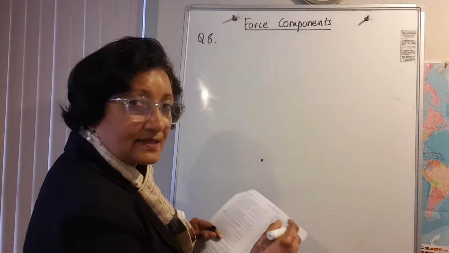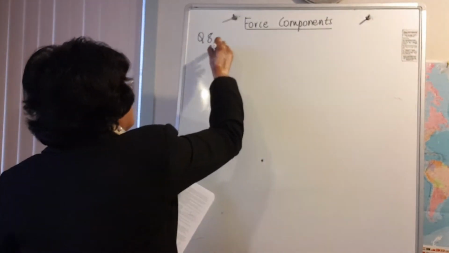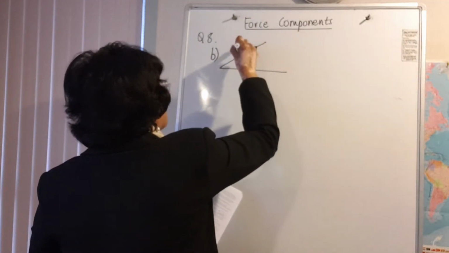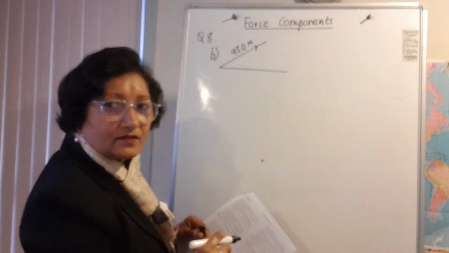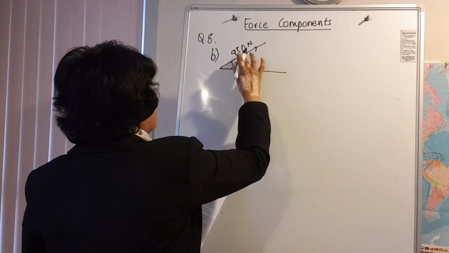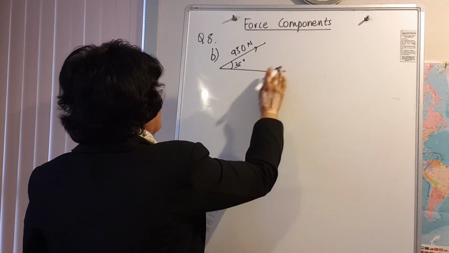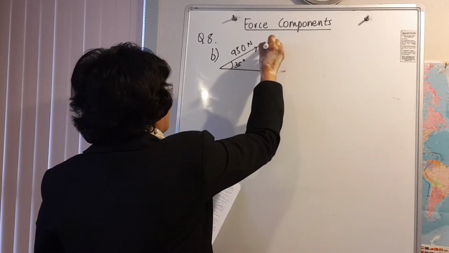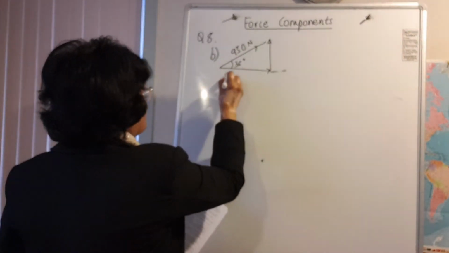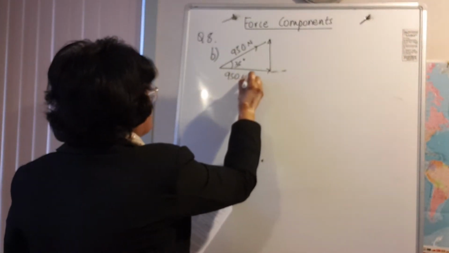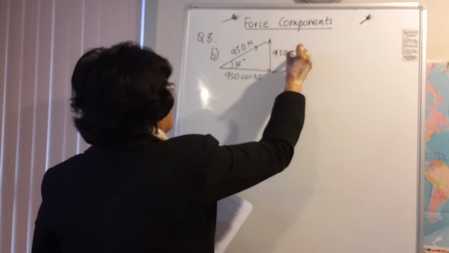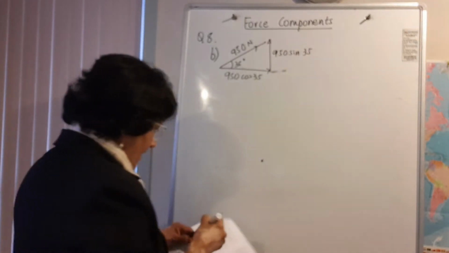So this is question B from 8. So that's the horizontal. Here's your 950 newtons. The angle is 35 degrees. And we have to calculate the horizontal and vertical components. Now the horizontal component is 950 cos 35 and the vertical component is 950 sine 35.